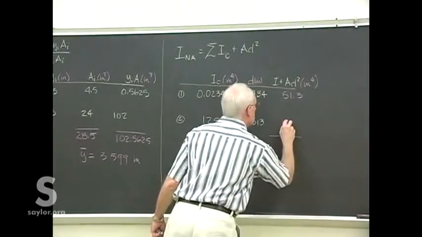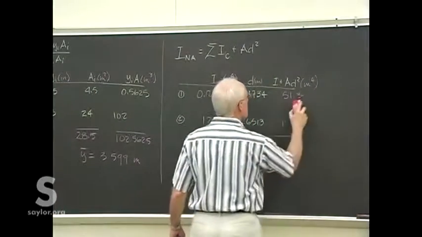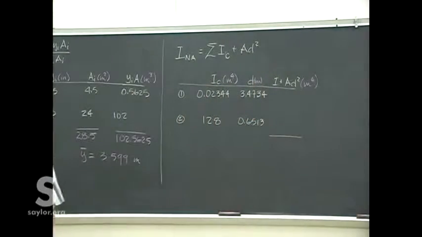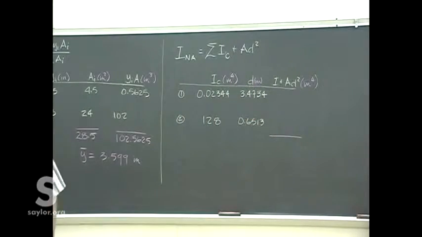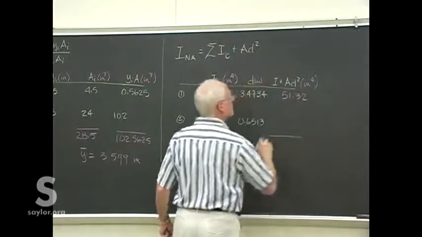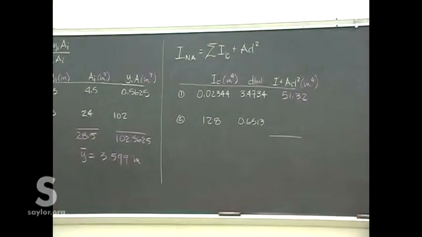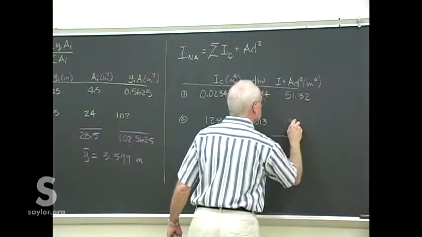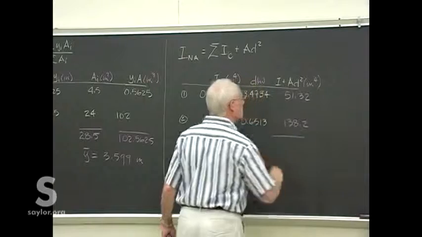10.2. Oh wait, sorry, that's just A D squared, not I plus AD squared. Oh, but it doesn't change much. 51.32 for that one. And 138.2. And you can check all these.